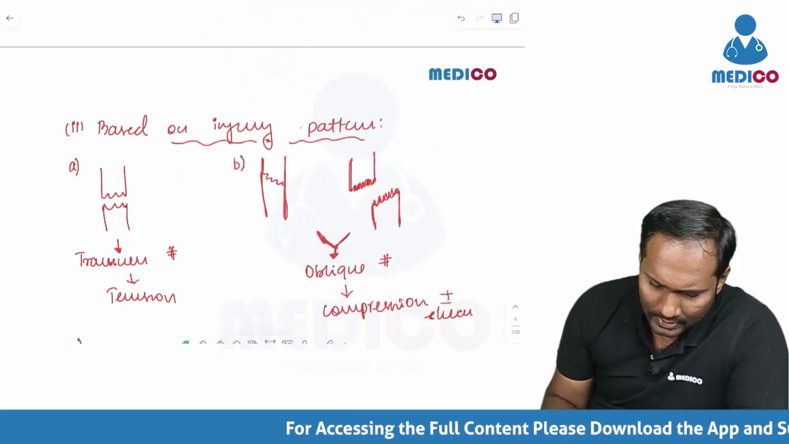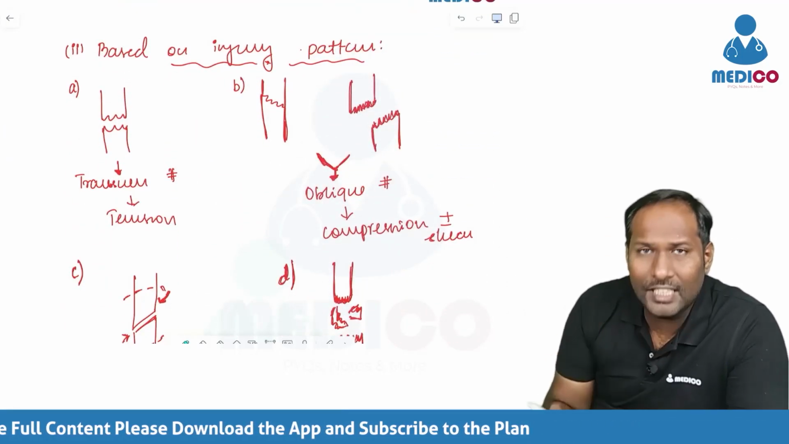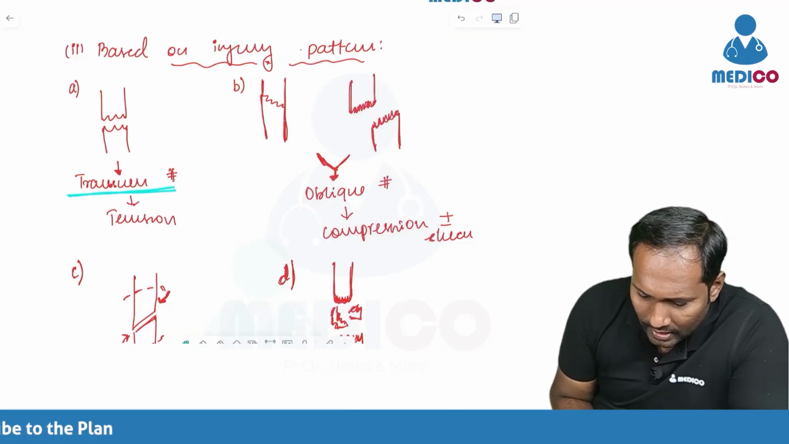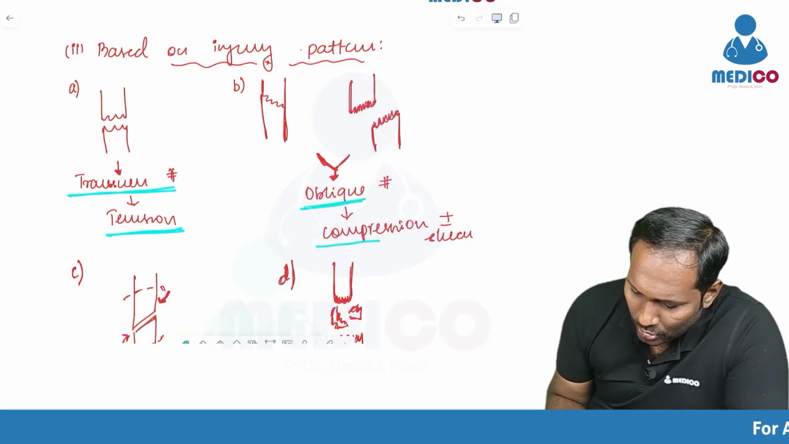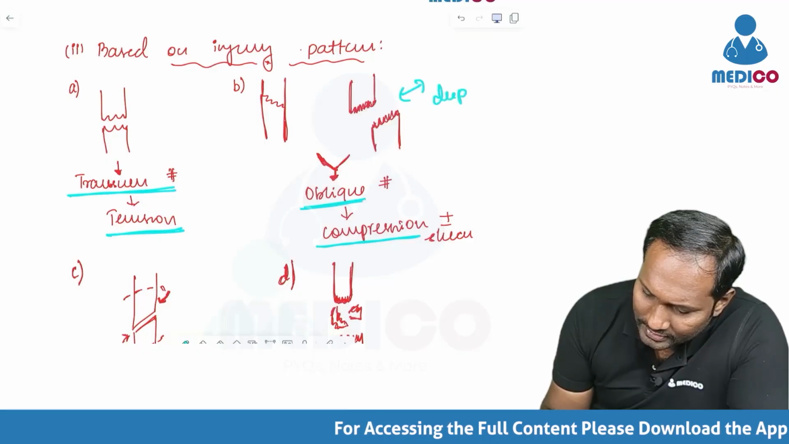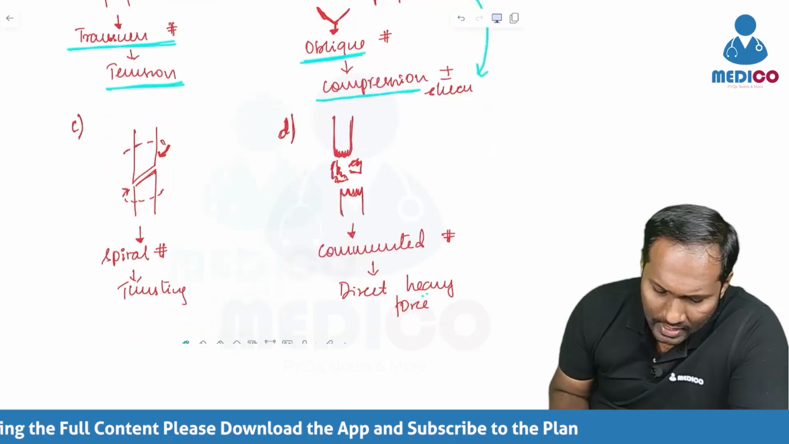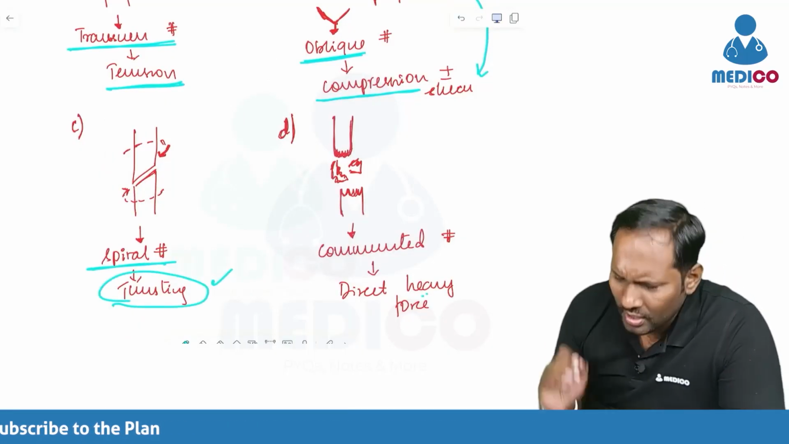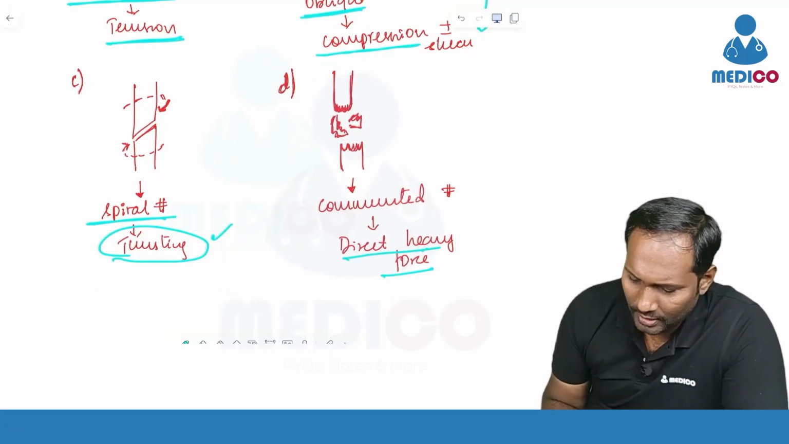Like I discussed before, what are the injury patterns based on a significant trauma? First one is a transverse fracture that occurs due to a tensile force. An oblique fracture can occur because of a compression force. An oblique fracture can get displaced when there is a shear force. A spiral fracture can occur when you have a twisting force, or when the force is a direct heavy force, you get something called a comminuted fracture.